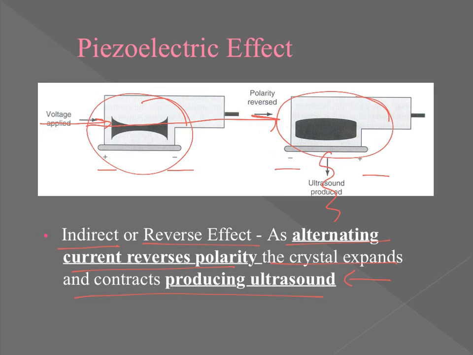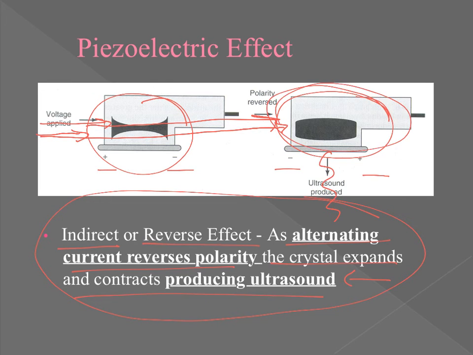to the tissue. Now, on your exam, you're going to get a question about which effect causes or generates an ultrasonic wave. It is this effect here. It's the reverse piezoelectric effect. When the voltage is applied, the crystal compresses, and when it expands again, that polarity is reversed, and it's the reversal of the polarity that causes the generation of an ultrasound.